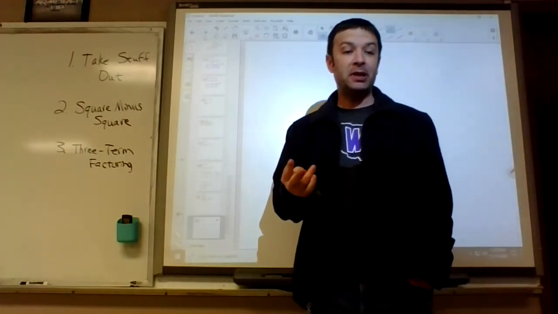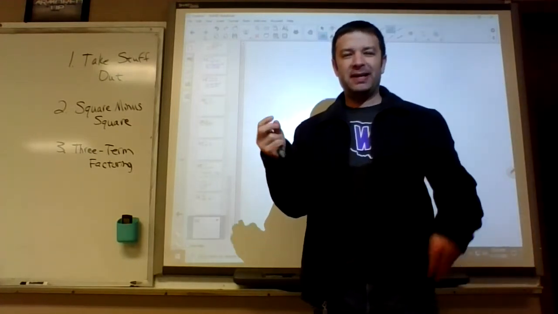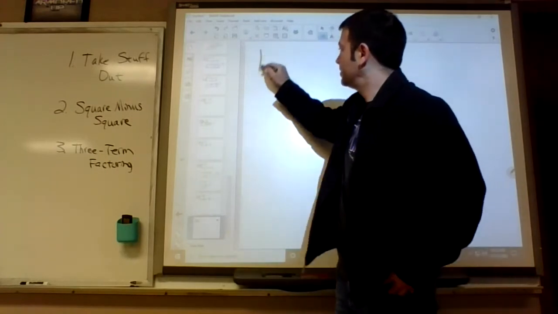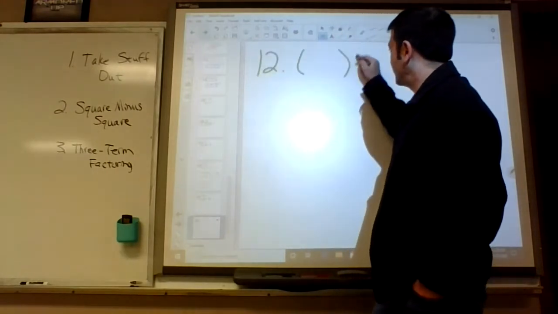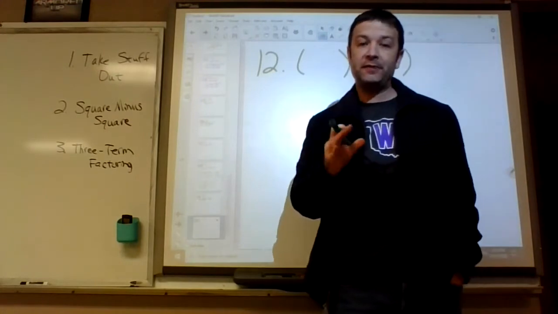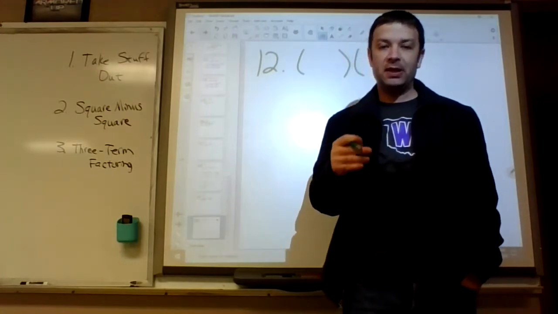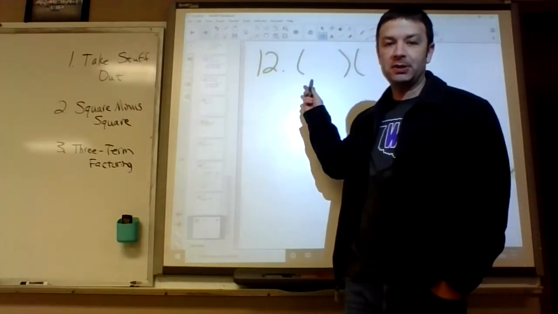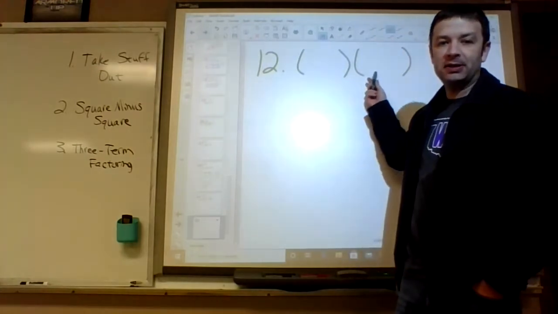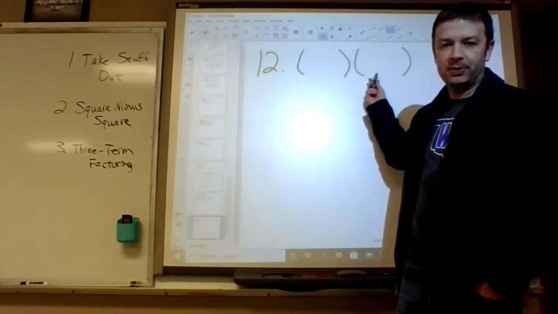Basically, if you look at number 12, I'm not going to write it down. You have to look in your book. The outside stuff is going to go in the first set of parentheses. The stuff outside the parentheses on number 12, we're going to put that in our first set of parentheses. And the inside stuff is going to go in our second set of parentheses.